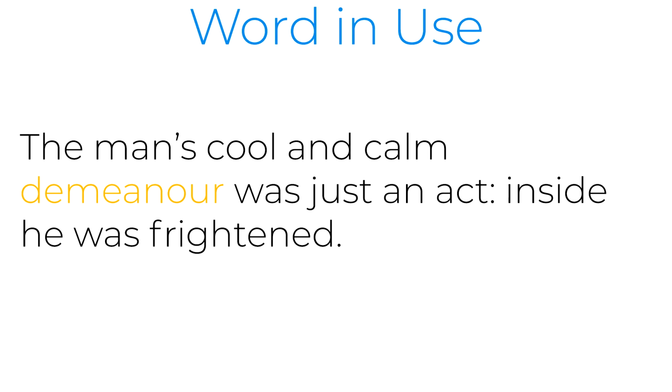The man's cool and calm demeanor was just an act. Inside, he was frightened. Sometimes a demeanor can be false. So often people try to act calm and cool. They have very calm body language. They speak very slowly and with a very calm tone. But inside they could be terrified. They could be frightened. So this man had a cool and calm demeanor, but inside he was frightened.